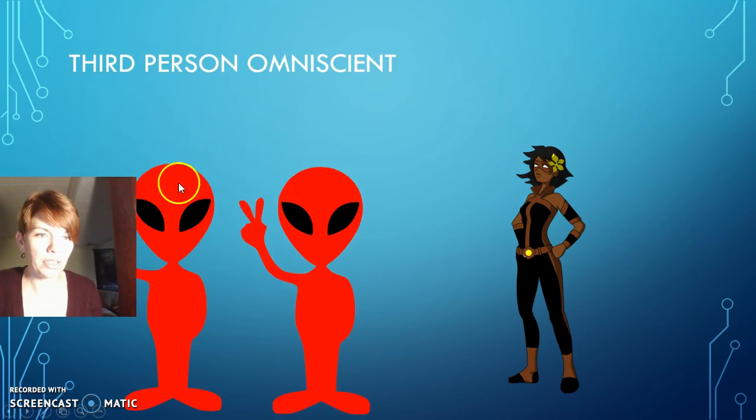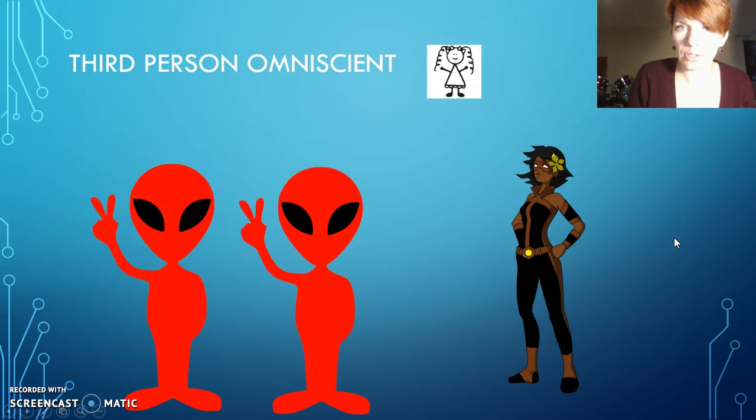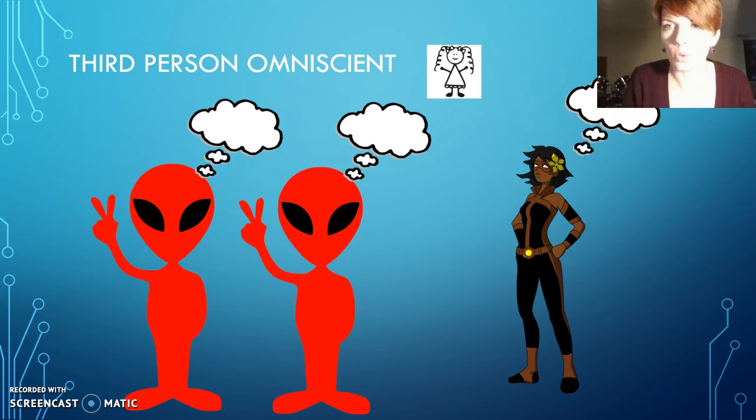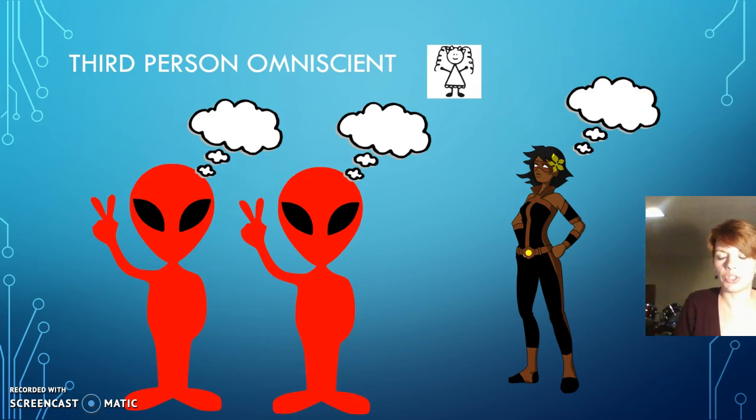If it's third person omniscient, this can get cool. This is when Michaela is still not writing as one of these guys, but she knows all of their thoughts. So she can tell the reader what every one of them is thinking.